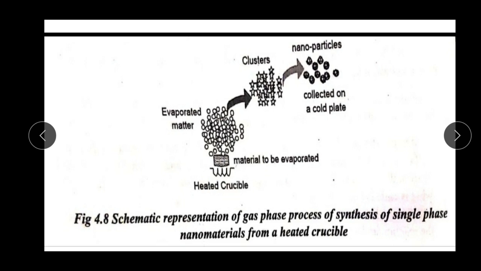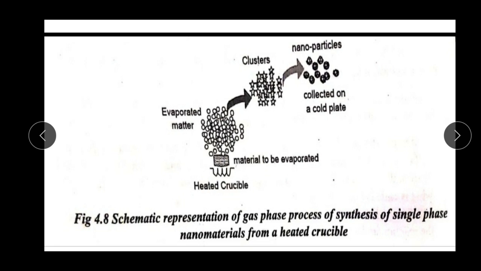Most of the synthesis routes are based on the production of small clusters, which can then aggregate to form nanoparticles. Condensation occurs only when the vapor is supersaturated, and in these processes homogeneous nucleation in the gas phase is utilized to form the particles. This can be achieved by both physical and chemical methods.